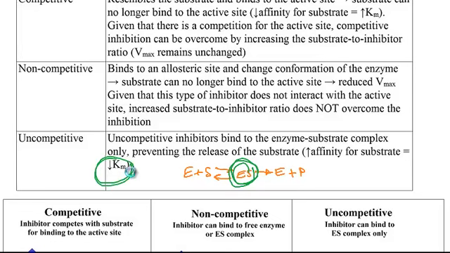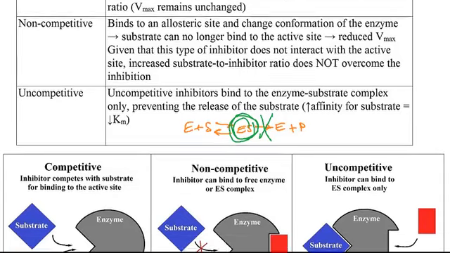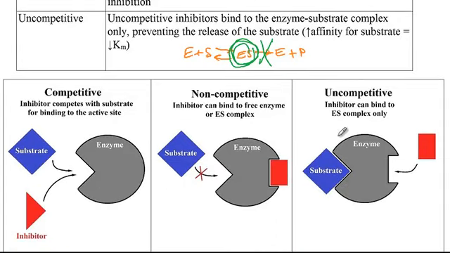And then at the same time, since the product can no longer be formed, the Vmax would also decrease. So here in this example, the enzyme is bound to the substrate. Once the inhibitor binds to the enzyme substrate complex, the enzyme can no longer release substrate. So Km has now decreased. And then the product could not be formed, so Vmax is also decreased.